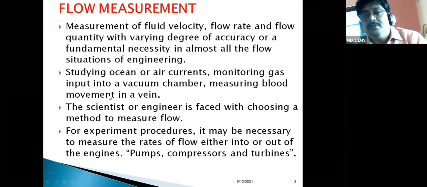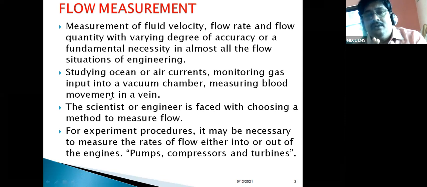So these orifice, pitot tube, and venturimeter, these are flow meters. We can call them flow meters. A flow meter means that with the help of the orifice, venturi, and pitot tube, we can measure the flow rate. We can also call them orifice flow meter, venturi meter, pitot tube flow meter. We can call these flow meters.